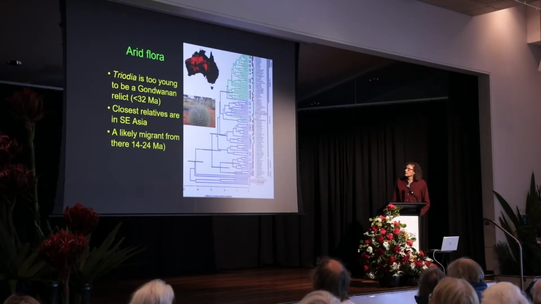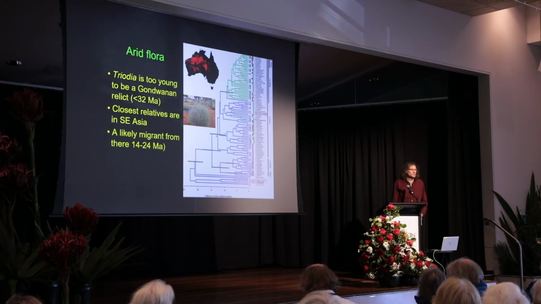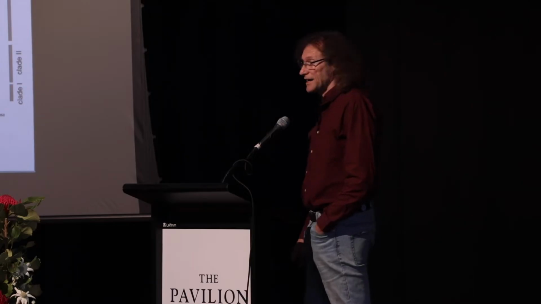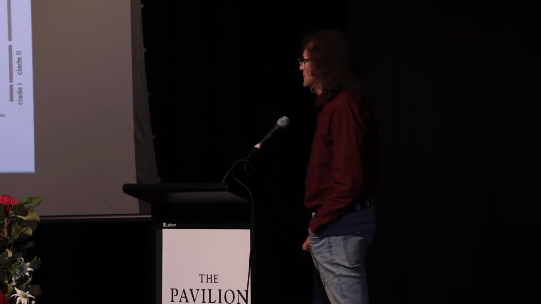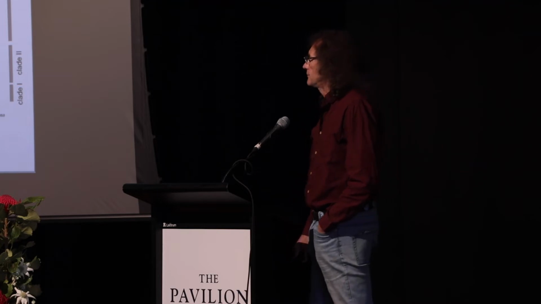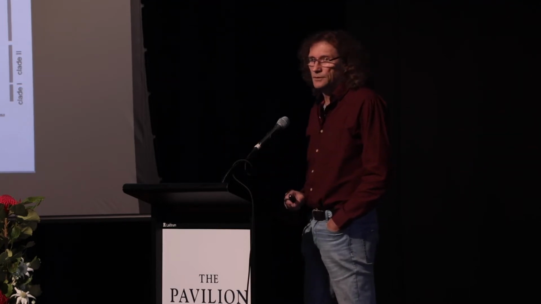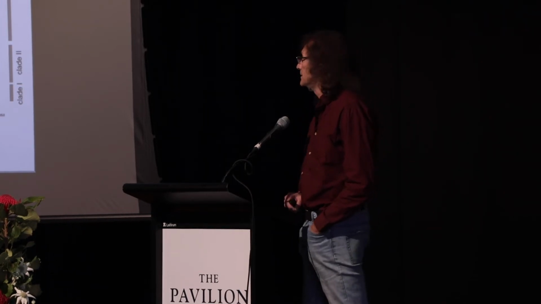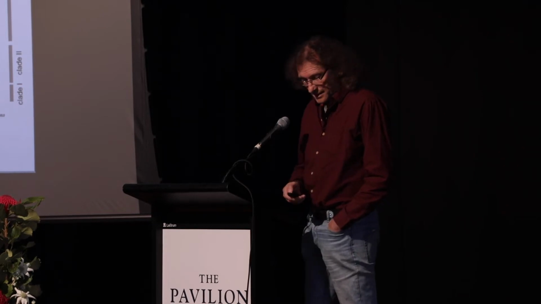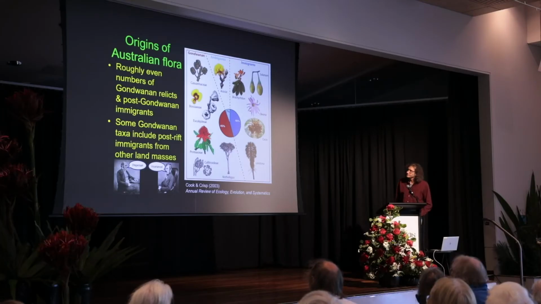But we know from the molecular work that this particular group is too young to have been here already when Australia separated from Asia, which is where its closest relatives are, in Central Asia. And so that also must have been a migrant, and they've been able to date it with a molecular clock somewhere between 14 and 24 million years ago. There was a dispersal event from Asia into Australia as our continent was getting drier.